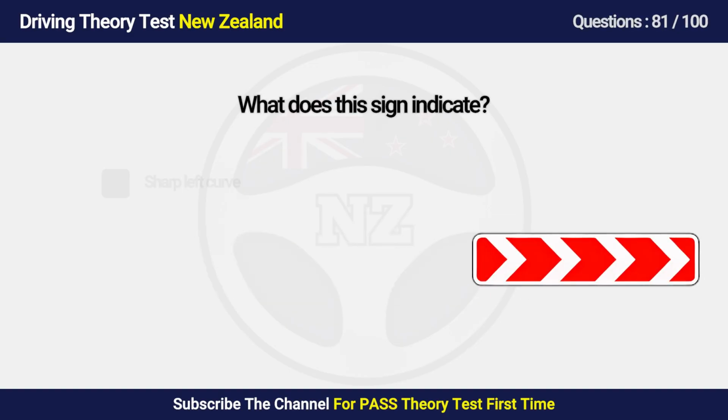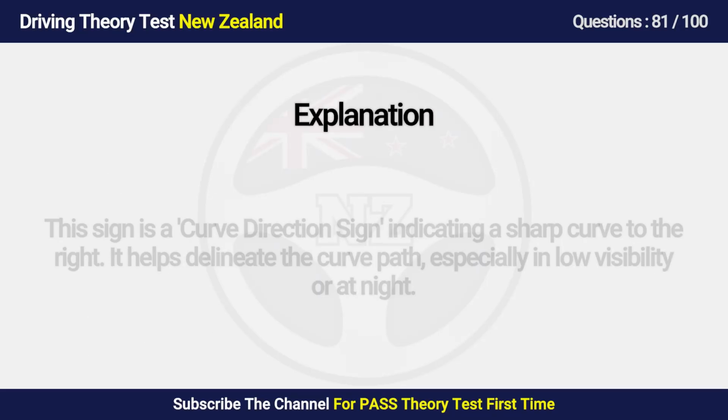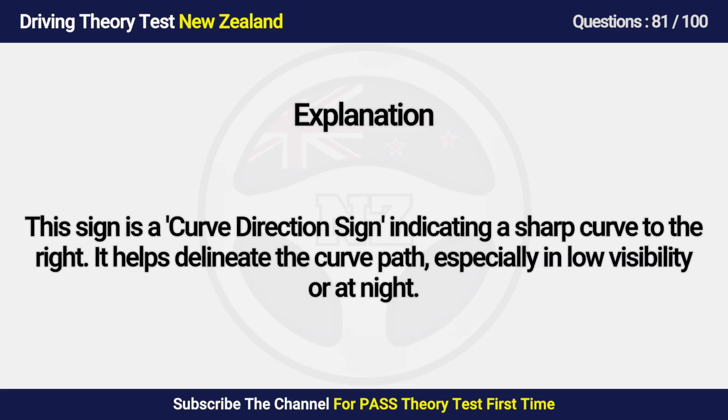Question 81. What does this sign indicate? A. Sharp left curve, B. Sharp right curve indicator, C. Series of curves, D. Road narrows. Answers is B. Sharp right curve indicator. This sign is a curve direction sign indicating a sharp curve to the right. It helps delineate the curve path, especially in low visibility or at night.